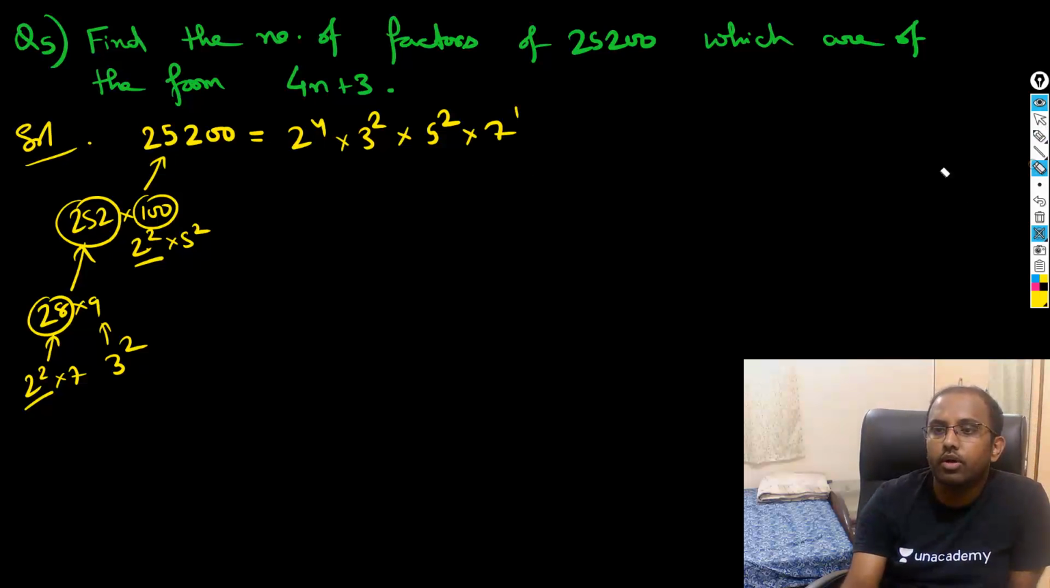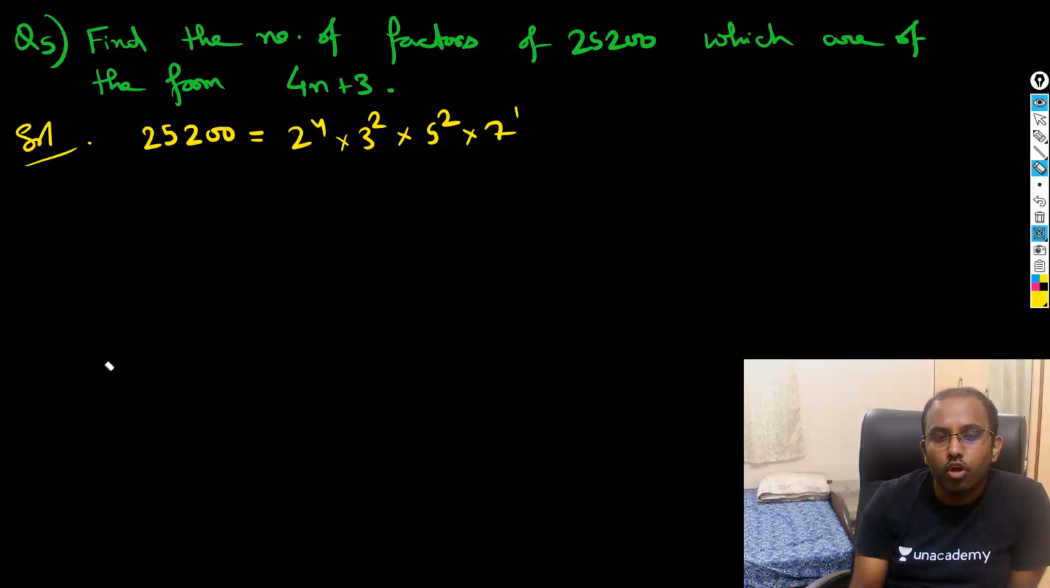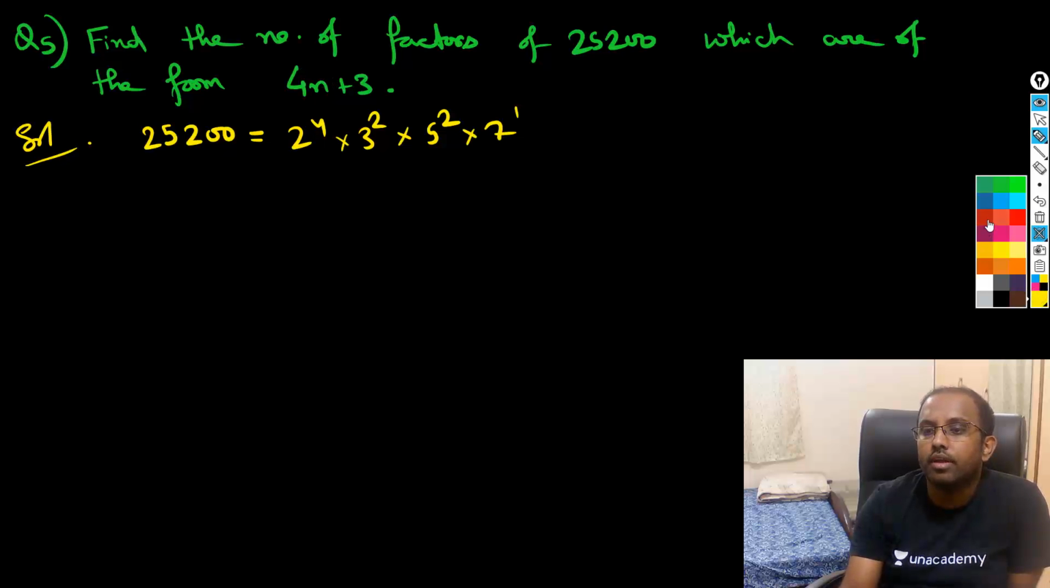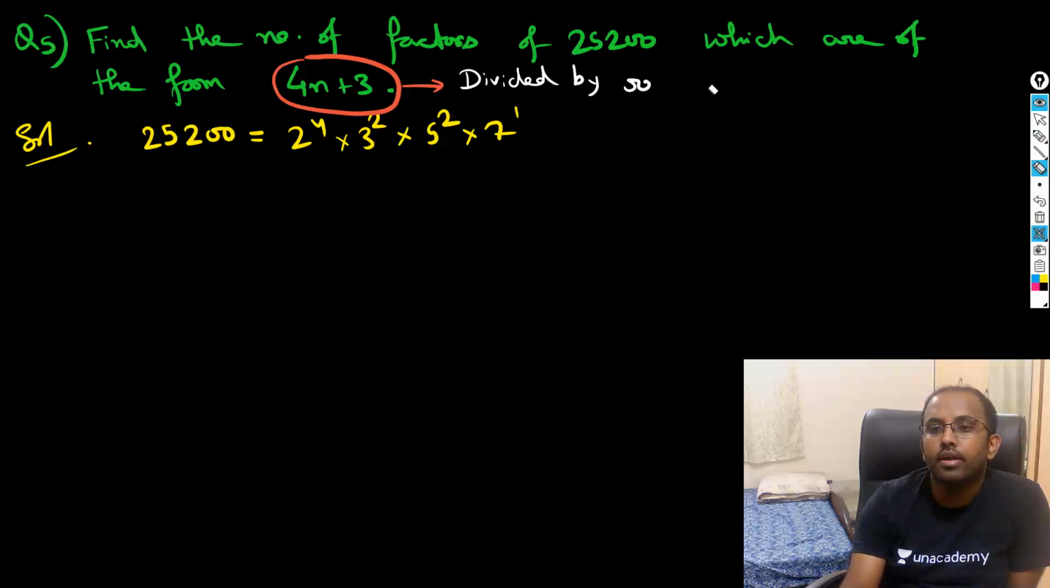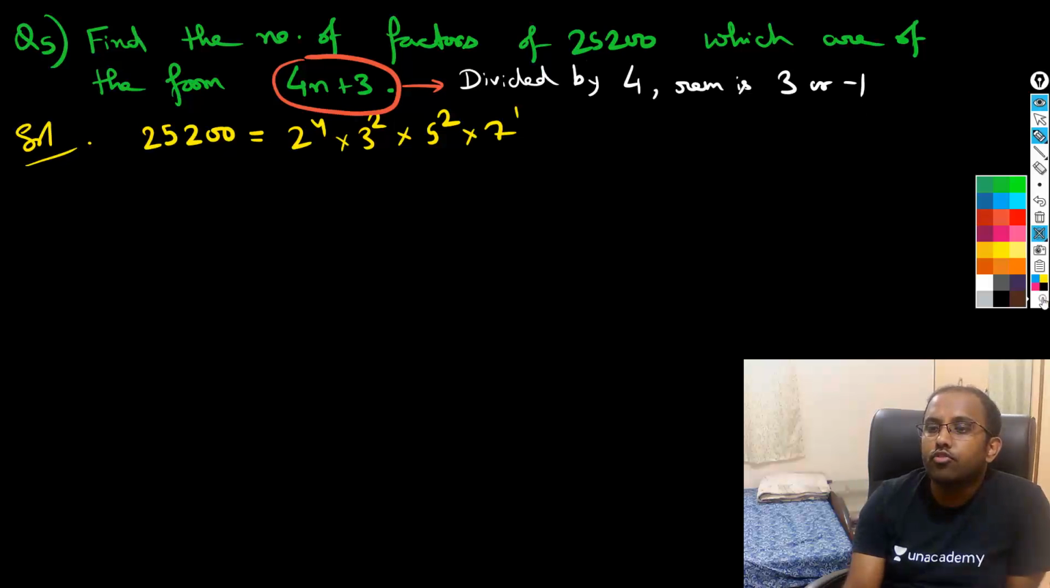What does this mean? While solving such questions, I need to keep in mind the form. What do we mean by the form 4n plus 3? It means that when divided by 4, the remainder is 3, or I can say minus 1. So just focus on the minus 1 here.